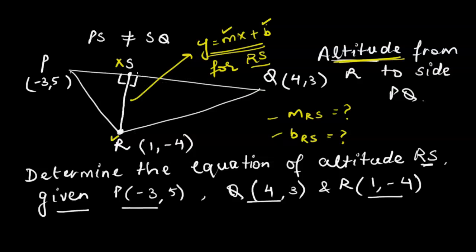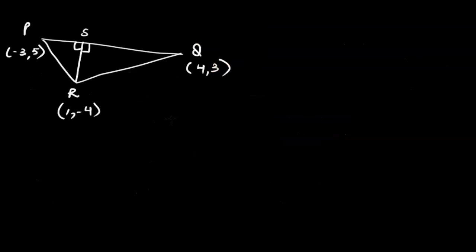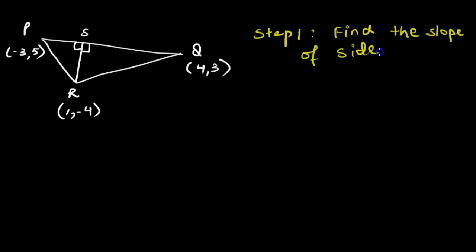It's just to fall on the opposite side at an angle of 90 degrees. Therefore, in order to determine the equation of RS altitude, step 1 is to find the slope of side PQ. Now, what is the reason we are looking for the slope of PQ? Because PQ is perpendicular to RS.